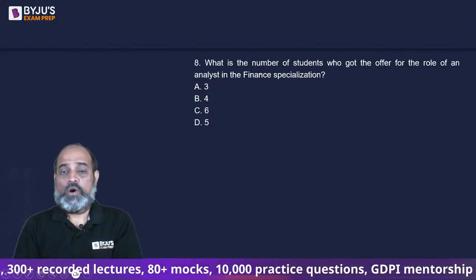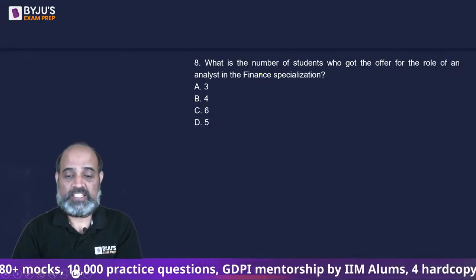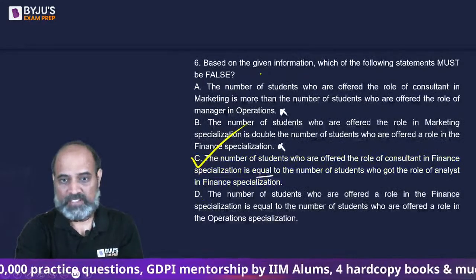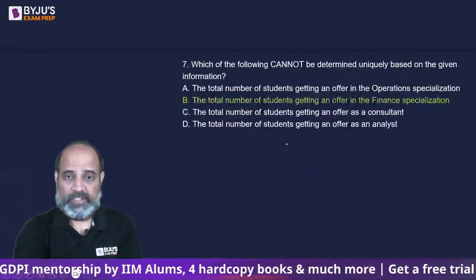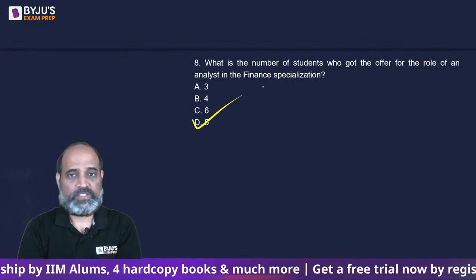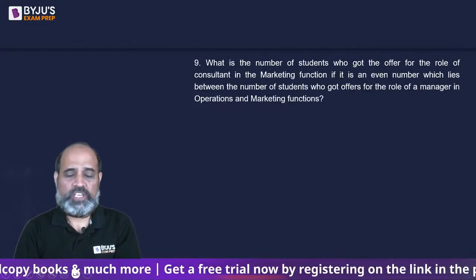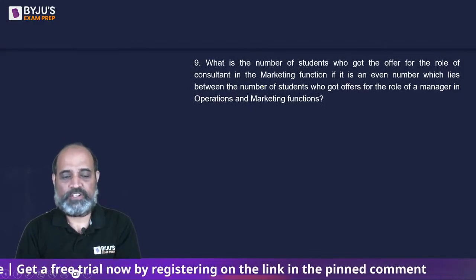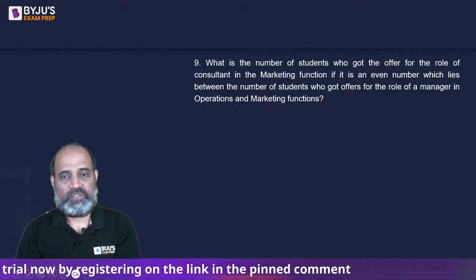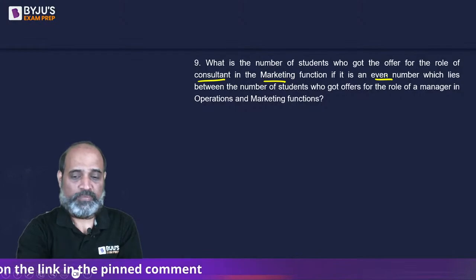Next. What is the number of students who got the offer for the role of an analyst in the finance specialization? Analyst finance is 5, right? So 5. And next one is, what is the number of students who got the offer for the role of consultant in marketing function if it is an even number? Consultant in marketing, if it is an even number, let's take a pause here.